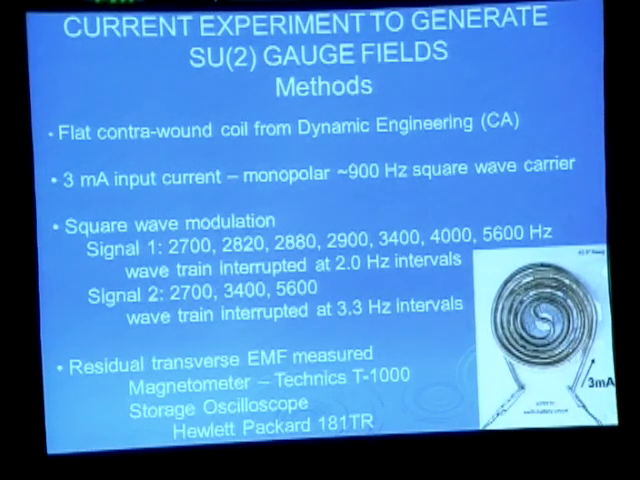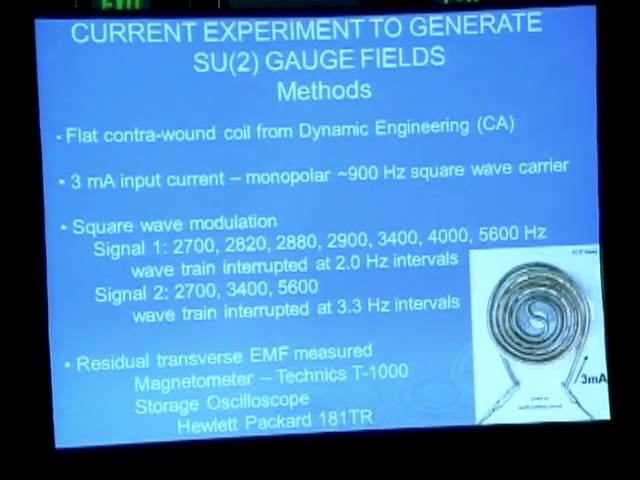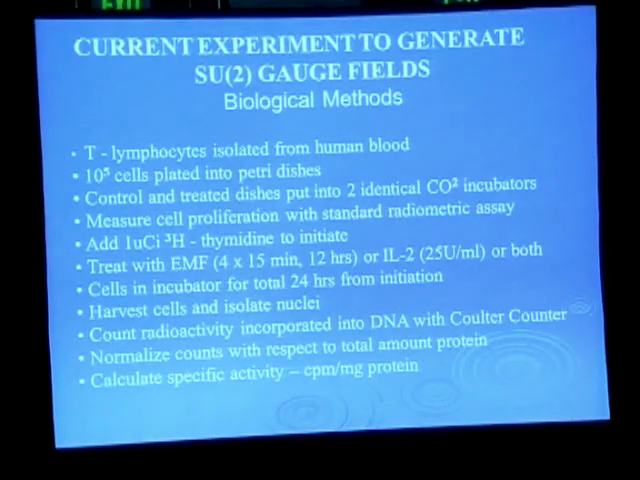The experiment involved a complex square wave that was put into the coil in the form of a modulated square wave riding on top of a sine wave. We actually measured a residual magnetic field component, a U1 component, but what the actual experiment was is a biological experiment where I used human lymphocytes, which are immune cells, T lymphocytes. It's kind of a standard assay.